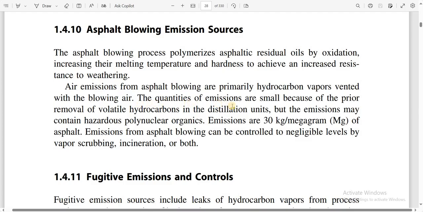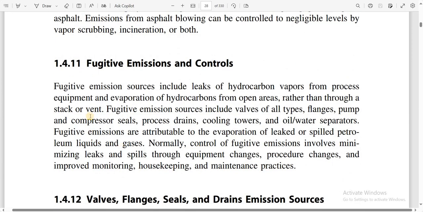The quantities of emissions are small because of the prior removal of volatile hydrocarbons in the distillation unit, but the emissions may contain hazardous polynuclear organics. Emissions are 30 kg per megagram (Mg) of asphalt. Emissions from asphalt blowing can be controlled to negligible levels by vapor scrubbing, incineration, or both.